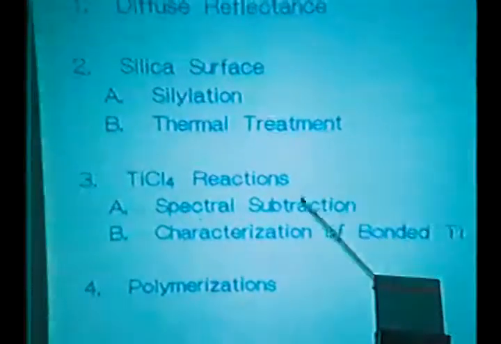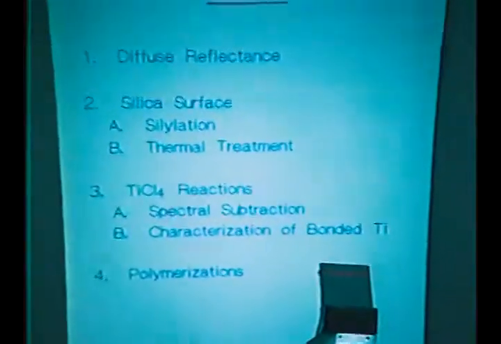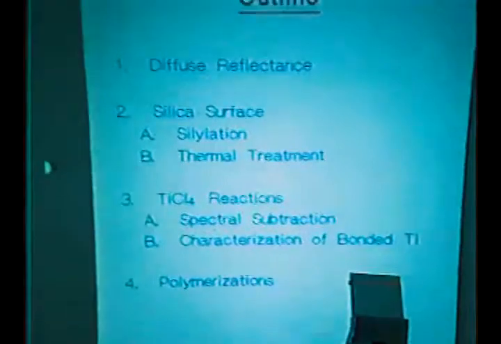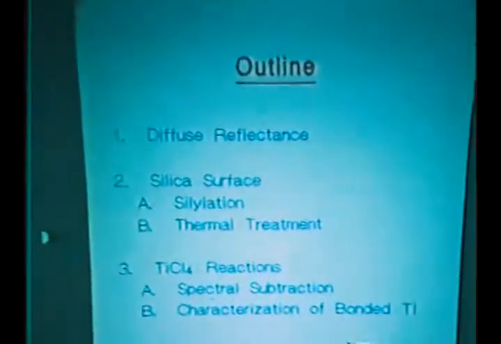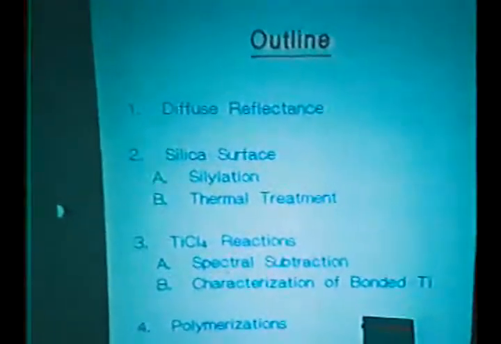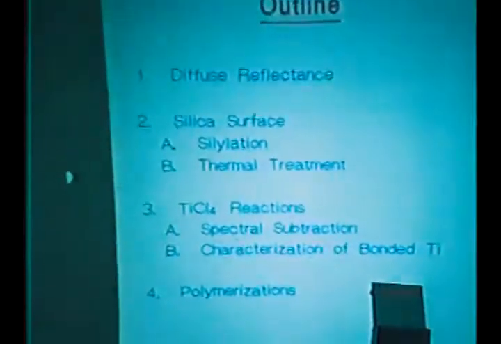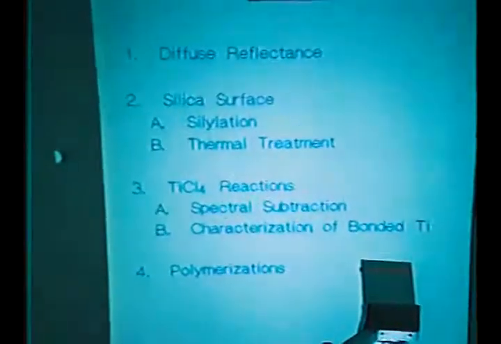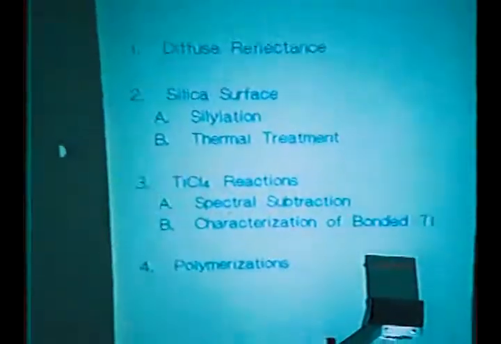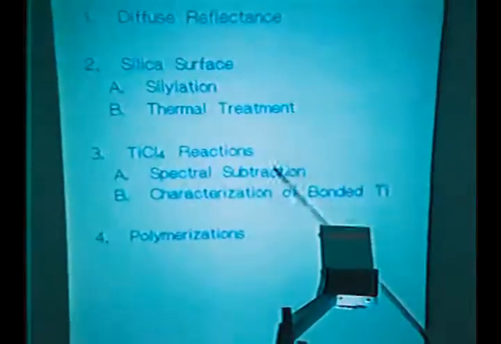In order to get information on these titanium tetrafluoride reactions with silica, we have to get some information in regions which are generally inaccessible by transmission infrared spectroscopy because of silica gel matrix absorptions, which is where the diffuse reflectance technique comes in in this work. And finally, after characterizing what types of bonds there are between titanium and the surface, I'll show a couple of polymerizations to try to correlate the structure with the catalysis.